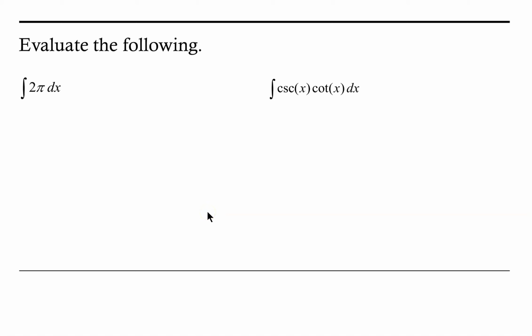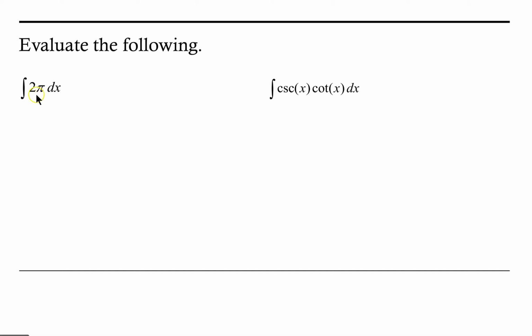Welcome. Let's take a look at finding the antiderivative of some basic integrands. Our first example is the antiderivative or the indefinite integral of 2 pi dx. Our differential here, x, tells us that the variable we're interested in integrating is x.